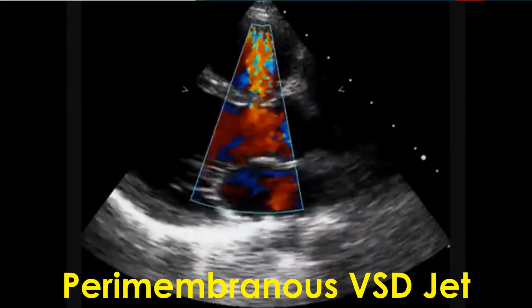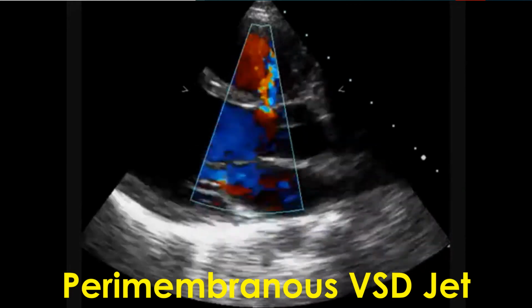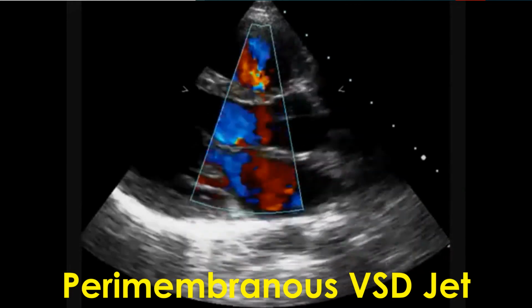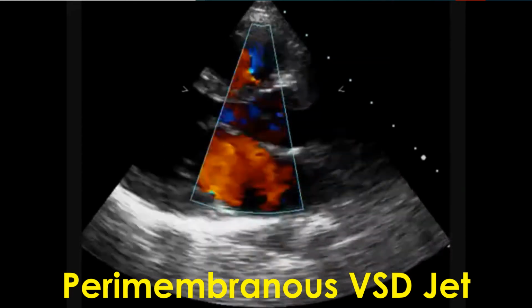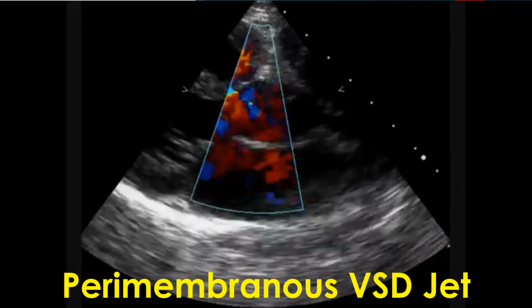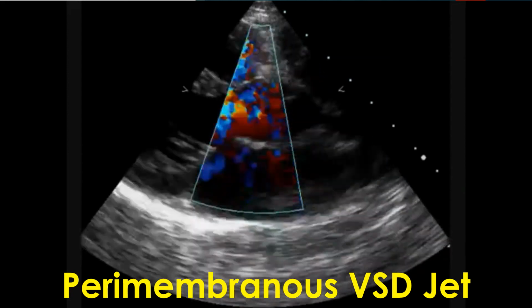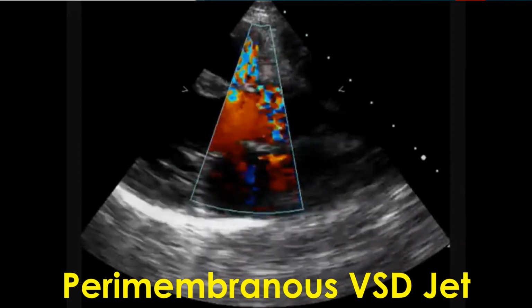Color sector in parasternal long axis view shows the mosaic multicolored VSD jet across the perimembranous VSD from the left ventricle to the right ventricle. It is a high velocity jet because VSD is restrictive. The neck of the jet almost corresponds to the size of the VSD.